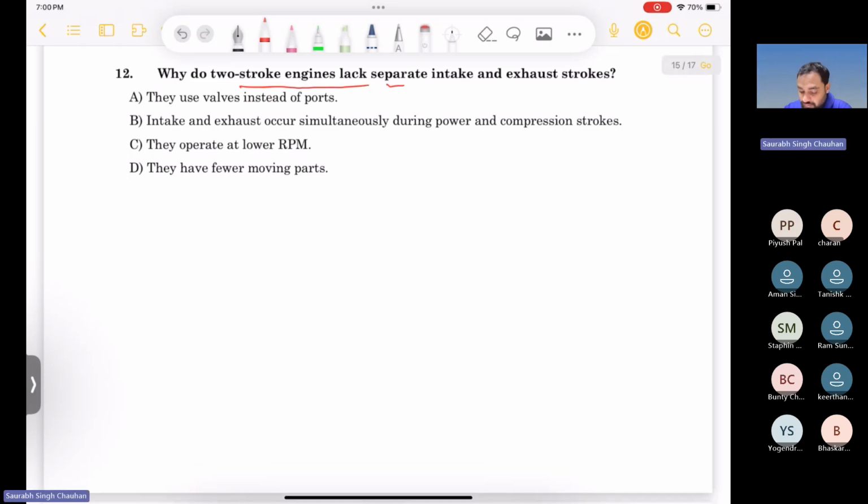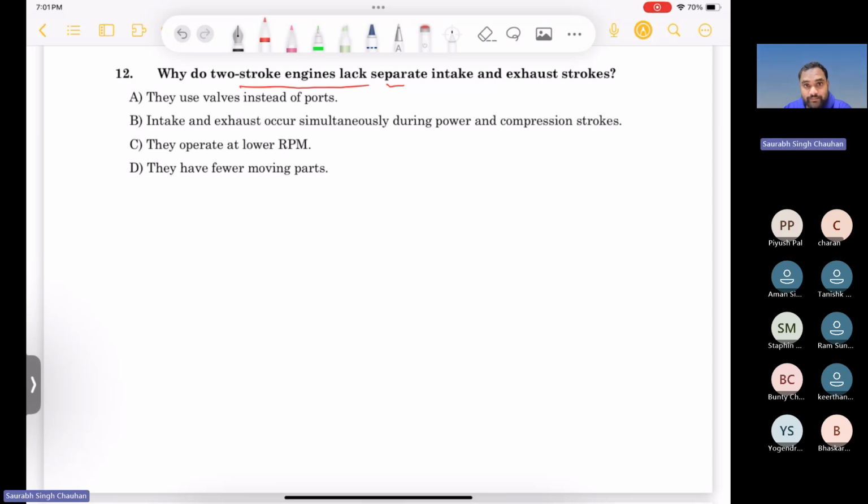Let us see all these options one by one. Option A is saying that they have valves instead of ports. So this is of course not correct, right? We have already seen that there are no valves in the two-stroke engine, only ports are there. So option A is not correct. Part C, they operate at lower RPM, revolutions per minute.